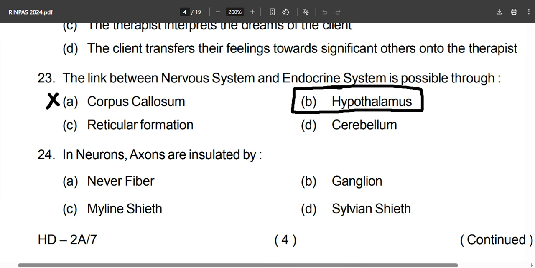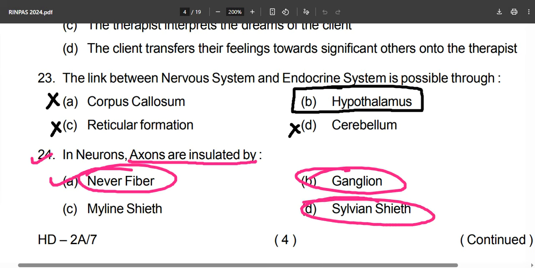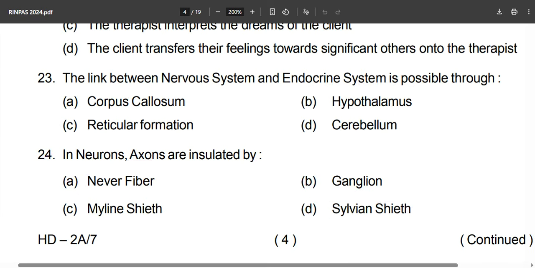Now, why are corpus callosum, reticular formation, and cerebellum the wrong answers? That is what we are going to explore in this video. Also, in neurons, axons are insulated by option A, nerve fiber, or ganglion, Sylvian sheath, and myelin sheath. Even though the spellings are wrong, you have to mark correctly because you want to take admission and become a clinical psychologist. It is you who is responsible for marking correctly. You don't miss on spelling mistakes or anything.